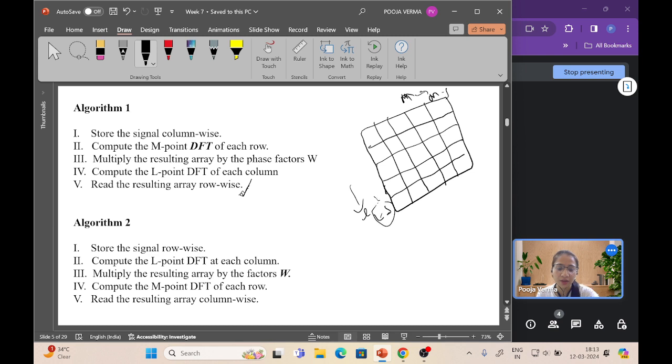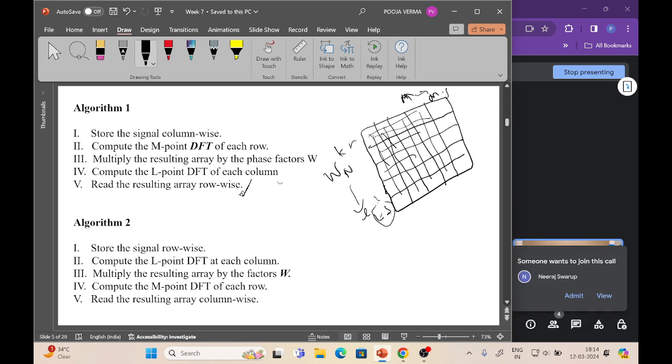It can be interchanged, depending on which mapping you choose, either row wise or column wise. For our first algorithm, store the signal first column wise: first column, second column. Then compute the M point DFT of each row. Then multiply the resulting array by a phase factor W. Then compute the L point DFT of each column. Then read the resulting array row wise.